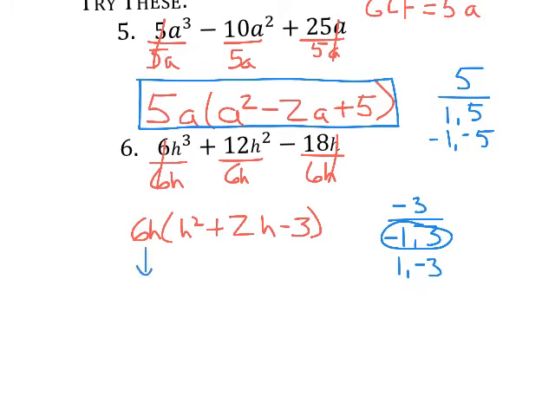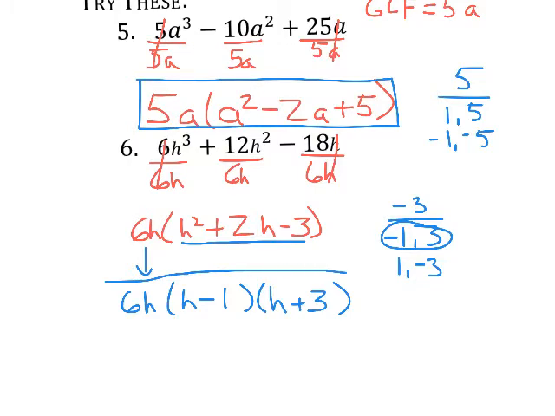So this GCF comes down and stays out front. But then inside this trinomial right here, remember I put 2 sets of parentheses. My h squared breaks into h and h. And then my 2 factors back there are negative 1 and positive 3. So now that we have 3 pieces, we have the GCF that's out front, and then the 2 sets of parentheses that the trinomial broke into.